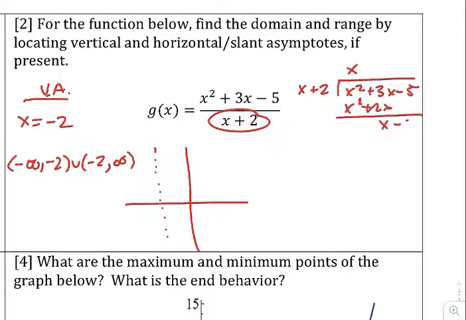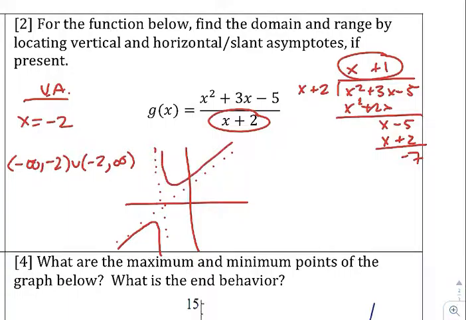Subtract, we end up with x minus 5. So it looks like we're going to have x plus 2 with a remainder of negative 7. But of course, that doesn't really matter at this point. So we're going to have this x plus 1 slant asymptote. So we're going to actually have an asymptote that comes in like this. And so we have a good sense of what this is going to do to our function.